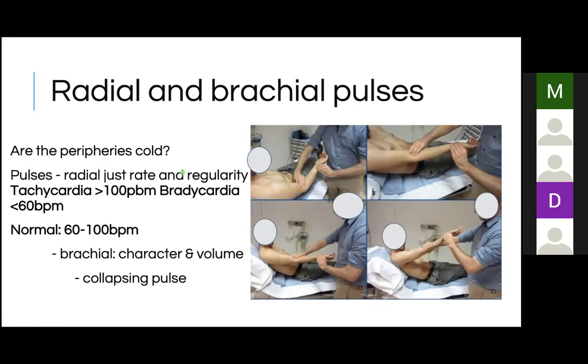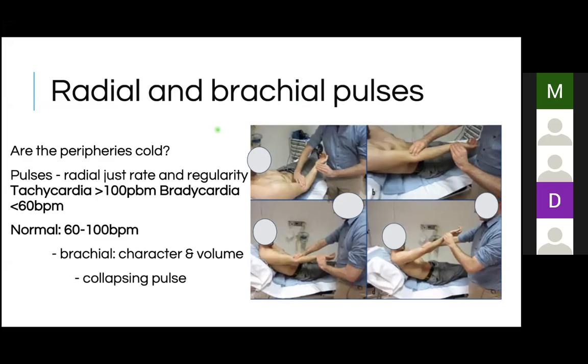Good. Someone's written signs of shock as well. Yeah, good. So both of those. Hypoperfusion, which is basically a feature which can indicate shock. And then also this could be evident in congestive cardiac failure, for example. And then moving on to feeling the radial pulse.